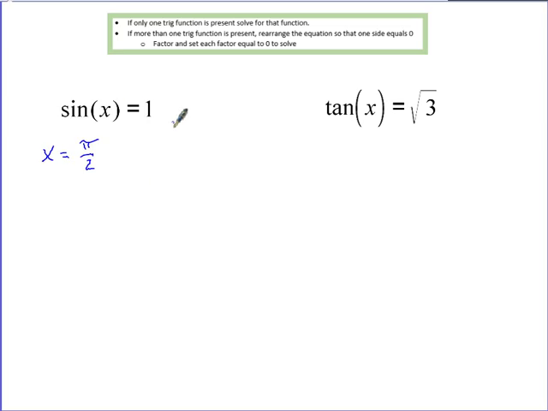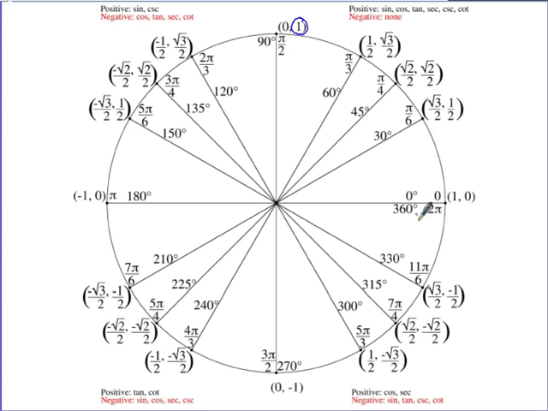So my solution is going to be x equals pi over 2, because that is the angle that has a sine of 1. Alright, here we have tangent of x equals square root of 3. Again, this is already solved. The trig function is by itself, and I want to know what angles have a tangent of the square root of 3. So again, we're looking at the unit circle, and remember that tangent is sine over cosine. I'm going to give this to you as a shortcut. I'm not going to go through doing y over x and simplifying.